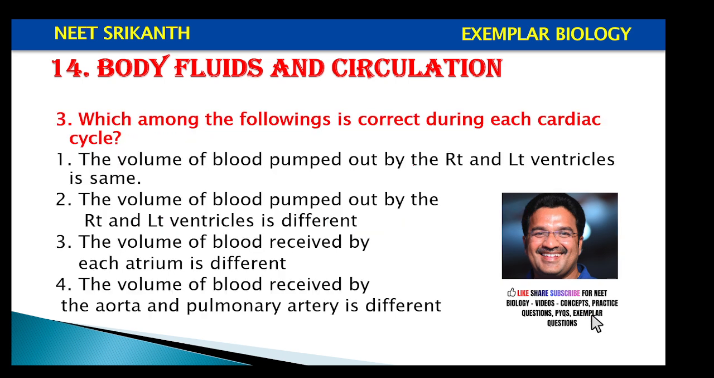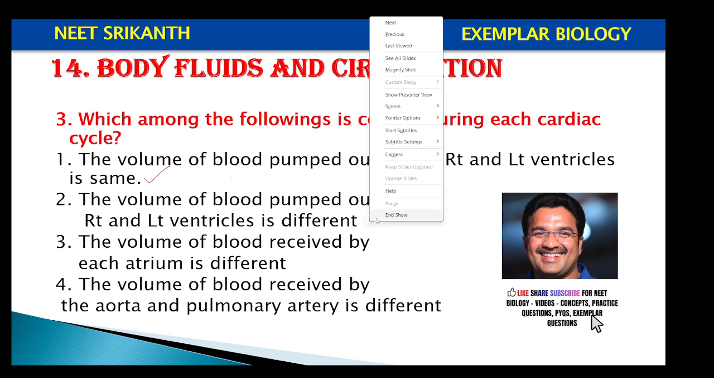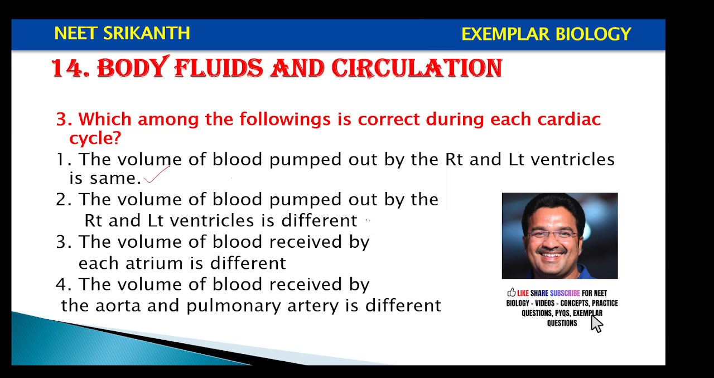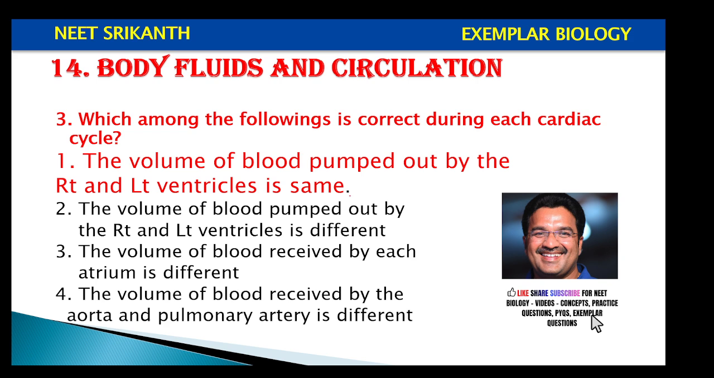Which among the following is correct during each cardiac cycle? The four options are given here. The volume of blood pumped out by right and left ventricles is same. The volume of the blood pumped out by the right and left ventricle is different. Then the volume of the blood received by each atrium is different. The volume of the blood received by aorta and pulmonary artery is different. For this, the NCERT exemplar key is given that volume of blood pumped out by the right and left ventricle is same.